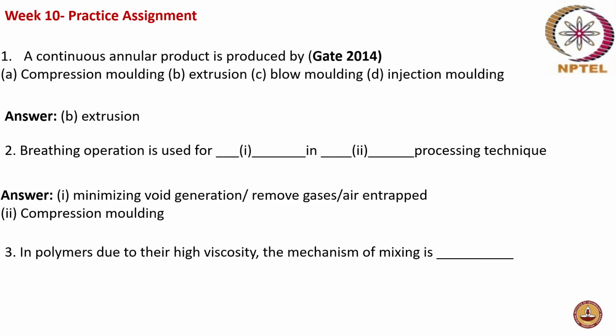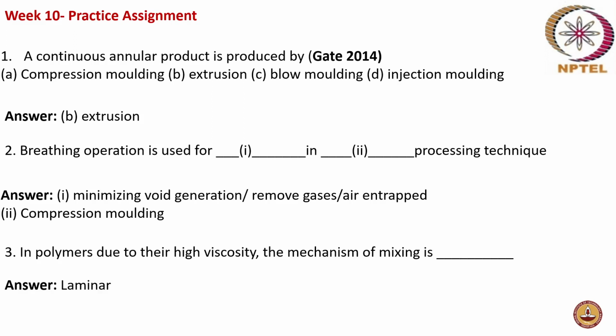Next, in polymers, due to their high viscosity, what is the mechanism of mixing that predominates in case of polymers because of its high viscosity? It is actually laminar mixing.